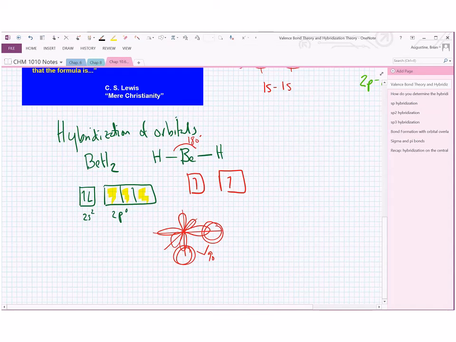If we just use the atomic orbitals and where we know the atomic orbitals are, we do not end up with 180 degree bonding. We end up with 90-degree bonding. And the additional problem is we have no electrons to share from the beryllium. It's got 2 electrons, but they're already paired up. All right, so how do we get around this? We do what's called hybridization.